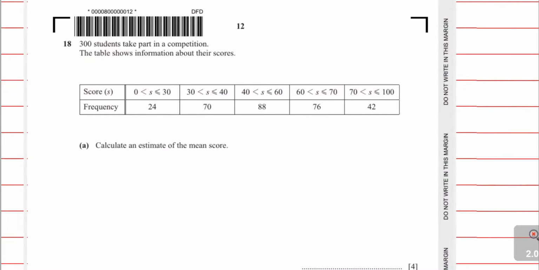Next question, question number 18. 300 students take part in a competition. The table shows the information about their score. Calculate an estimate of the mean score. To estimate the mean score, the formula is the sum of values divided by total number of values.